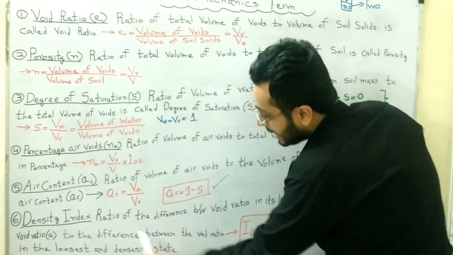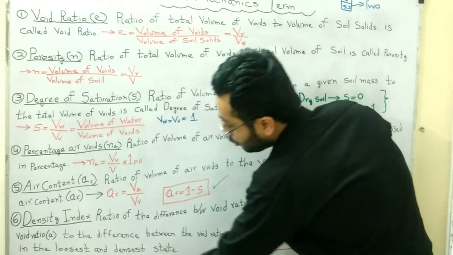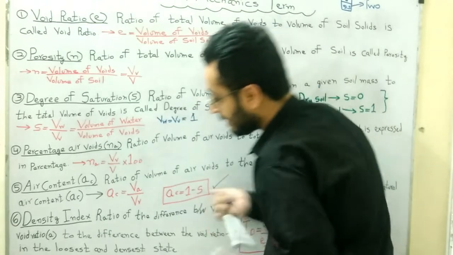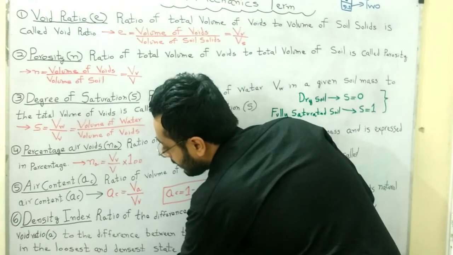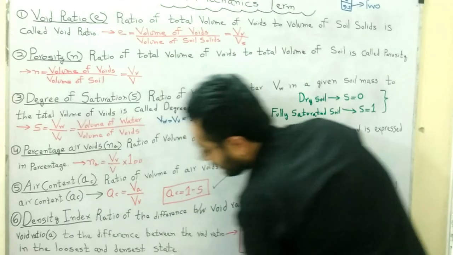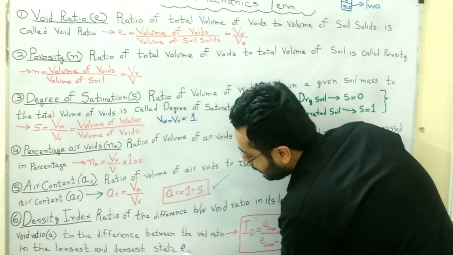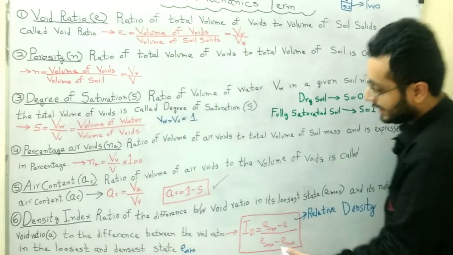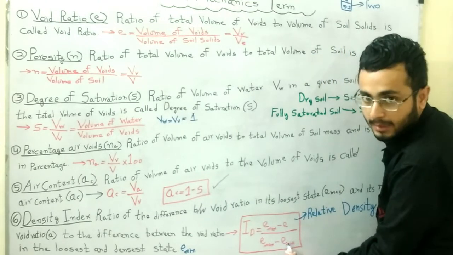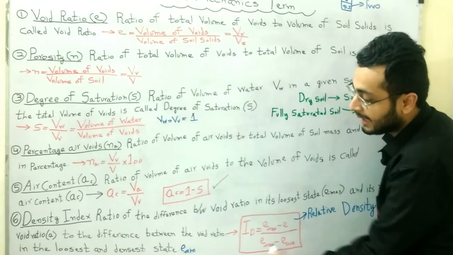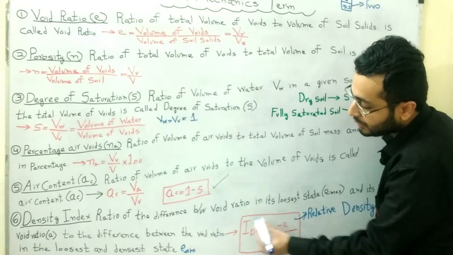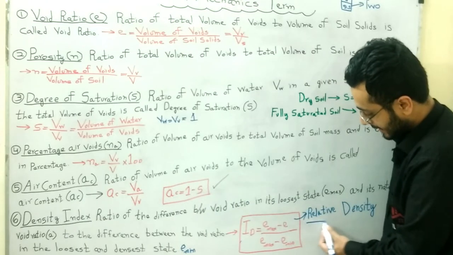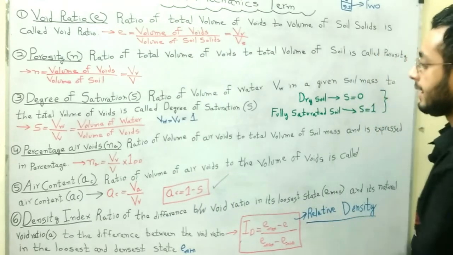by the difference between the void ratio in the loosest and the densest state. Now the loosest state is Emax, and the densest state is E minimum, when we have the minimum void ratio. So basically, this is our denominator, Emax minus Emin, loosest state minus densest state void ratio. So this is ID. ID is our density index, and it has another name, relative density.